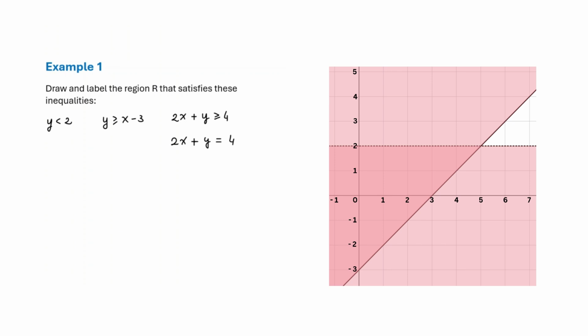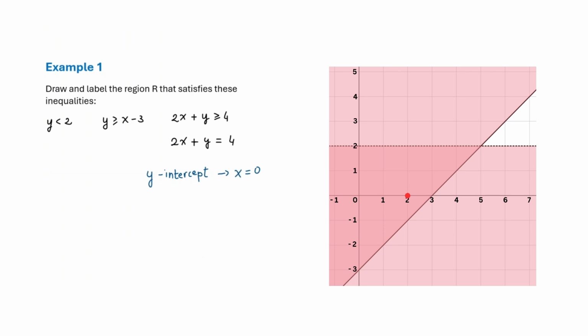Let's start with the x-intercept. The x-intercept is where the line crosses the x-axis, so y = 0. When y = 0, the term with y disappears. So we get 2x = 4. Divide both sides by 2. x = 2. So the x-intercept is the point (2, 0). We plot this point on the graph.